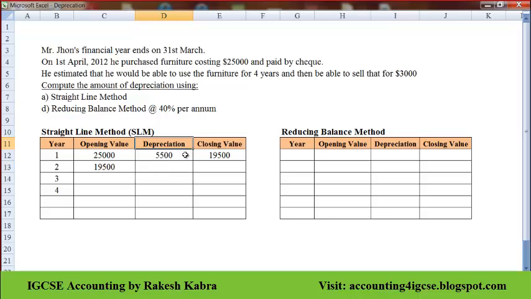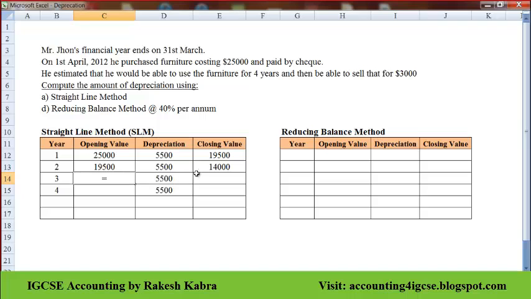So every year the amount of depreciation will be the same. See, in all 4 years the amount of depreciation will be the same: 5,500, 5,500, 5,500 and 5,500. Every year, okay? So see what will be the closing value in the second year. 19,500 minus this 5,500. So the closing value will be 14,000, isn't it?